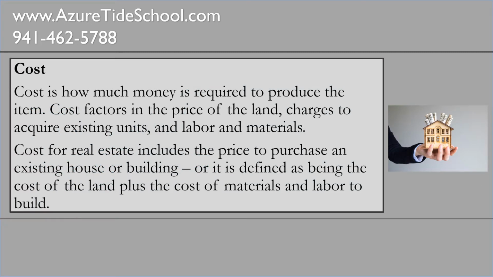Cost. Cost is how much money is required to produce the item. Cost factors in the price of the land, charges to acquire existing units, and labor and materials. Cost for real estate includes the price to purchase an existing house or building, or it is defined as being the cost of the land plus the cost of materials and labor to build.